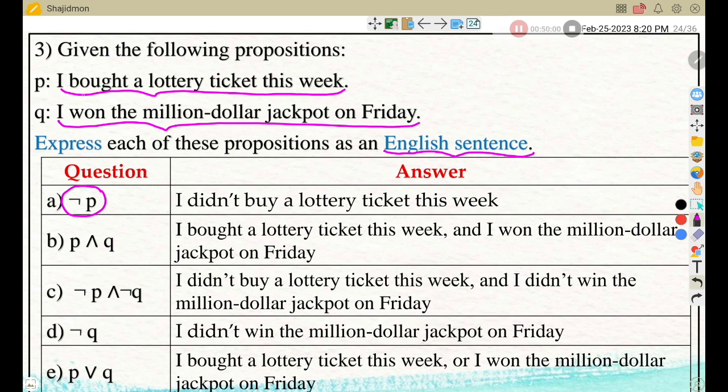So how to write? What is P actually? I bought a lottery ticket in this week. So what is the negation of that one? I didn't buy, correct? You can add a not statement. I didn't buy a lottery ticket in this week, or you can write simply, I did not buy a lottery ticket in this week. Like that, you can add not.